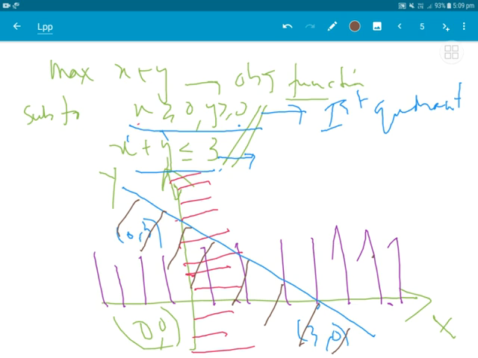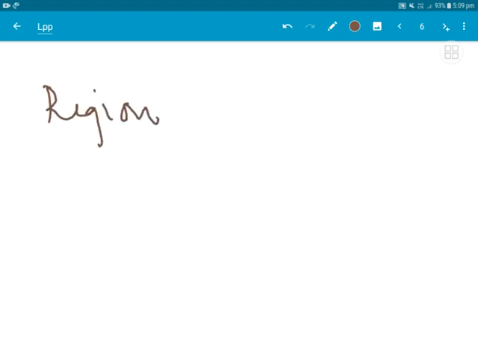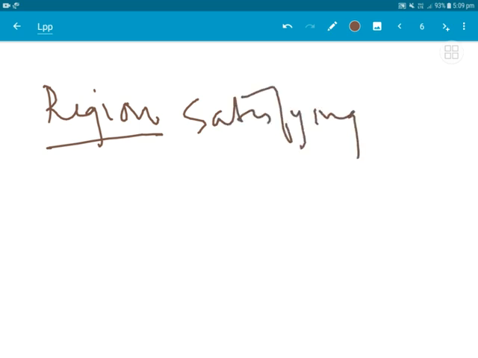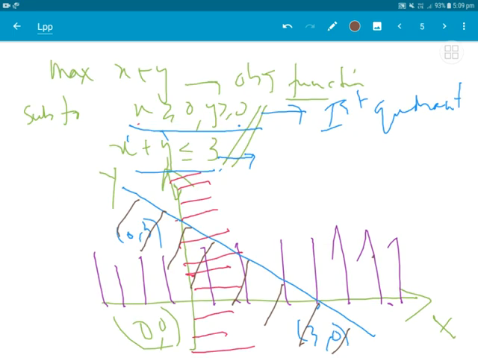So now, as we are talking about it, the feasible region is, roughly speaking, the region which satisfies all the given constraints. So what is the feasible region in this example?